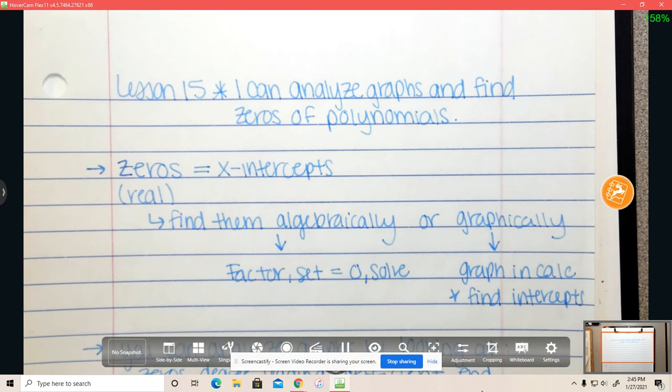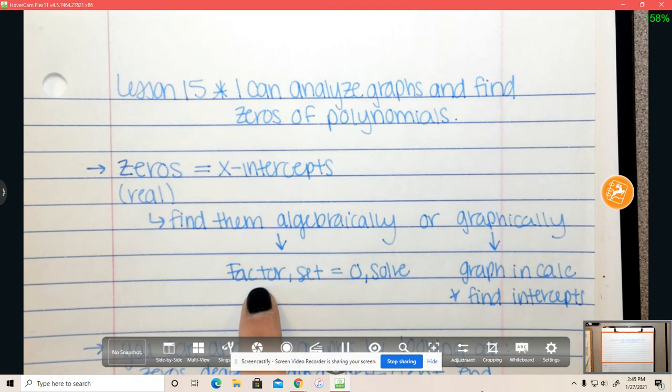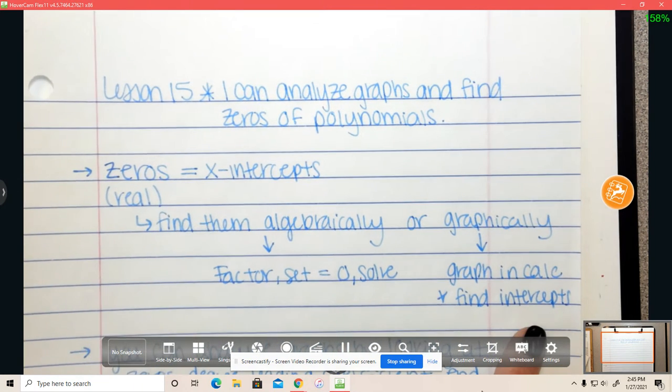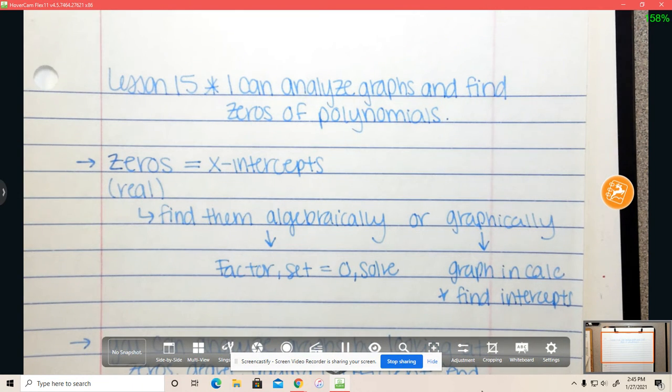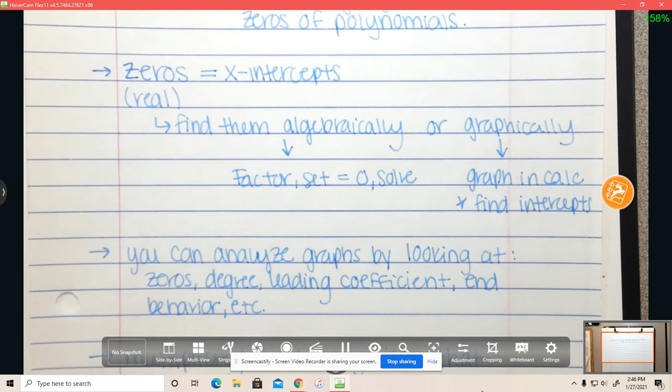We can find those zeros a couple different ways. You can find them algebraically, and you do that by factoring the polynomial, setting the factors equal to 0, and then solving. Okay, we're going to do some of that today. You can also find them graphically, and to do that, you just graph the polynomial on the calculator and find those x-intercepts. Okay, and we're going to do some of that too. All right. This would be a great time to pause the video and write this information down.